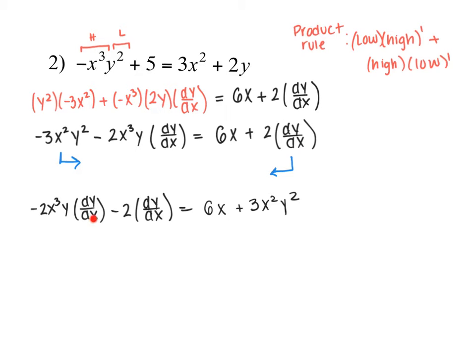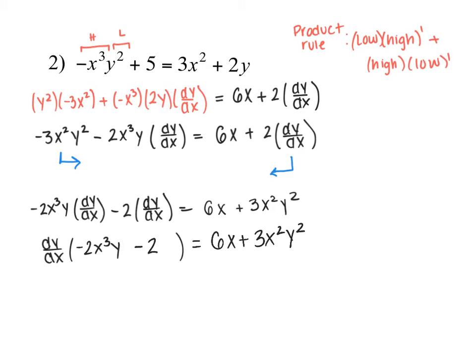All right, so now we're going to take these dy dx's, and that's my GCF. So I'm going to pull out the dy dx, followed by an open parenthesis. And when I divide this term by dy dx, I just get negative 2x to the third y. And when I divide these terms by dy dx, I just get negative 2. And this right side stays the same as 6x plus 3x squared y squared.